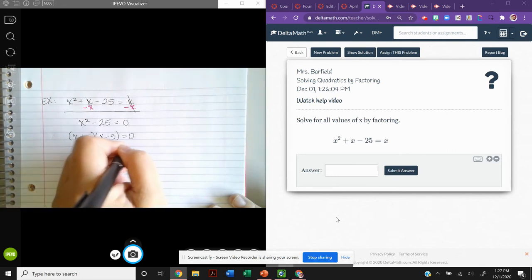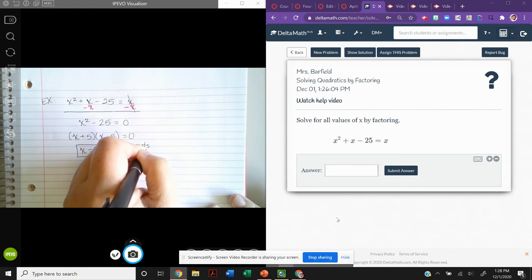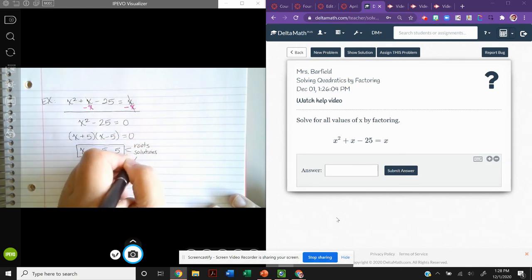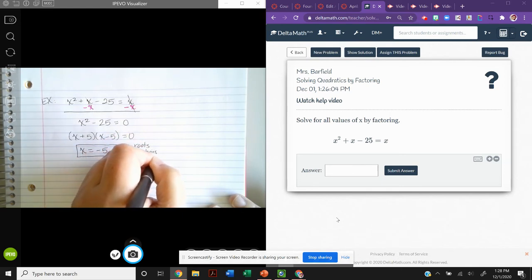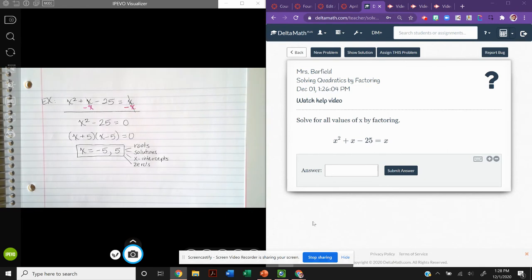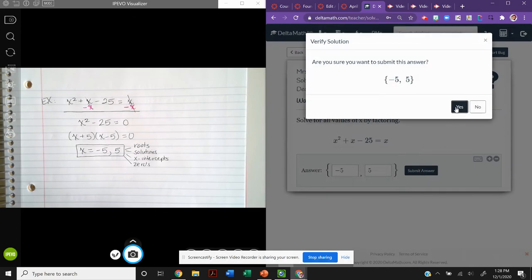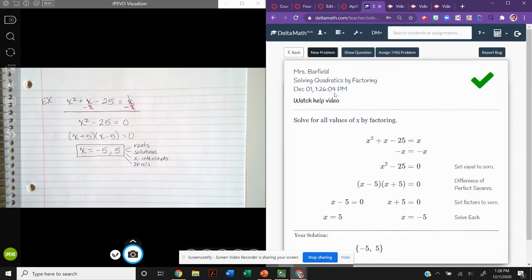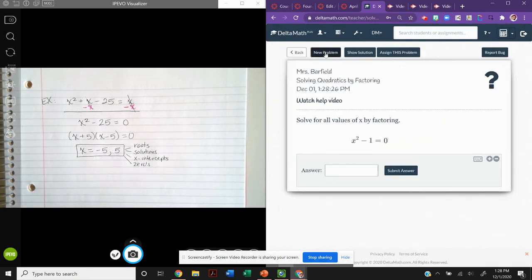And as a quick review, remember, roots, solutions, x-intercepts, and zeros. Okay. And when you're in Delta Math, you are going to separate them by a comma. Negative 5, comma, bring up a new box, 5. Submit my answer. Yes. And there we go. All right. Let's look at a new problem.